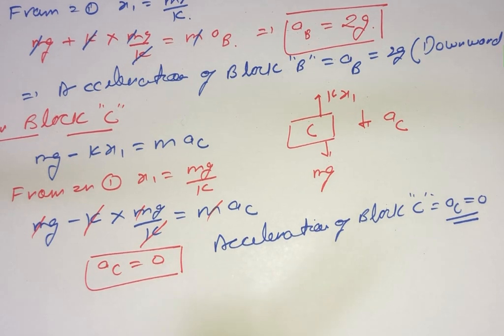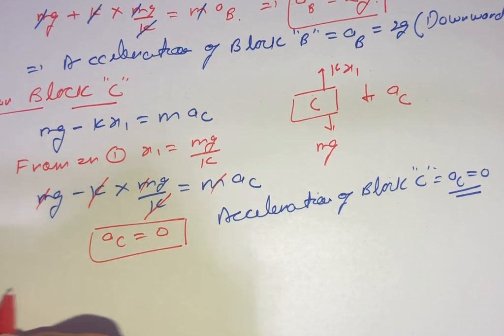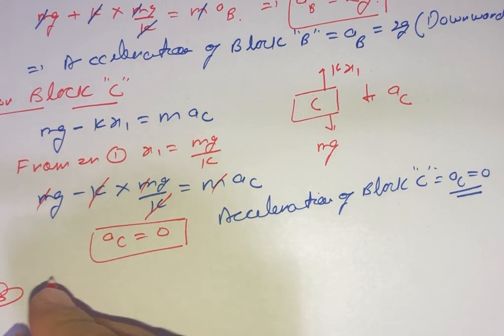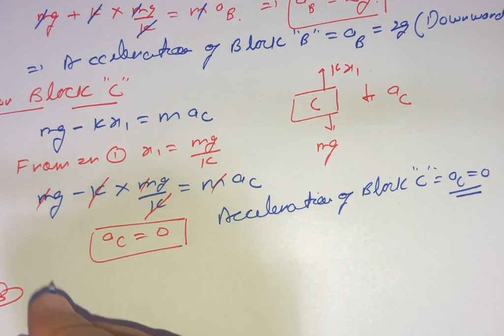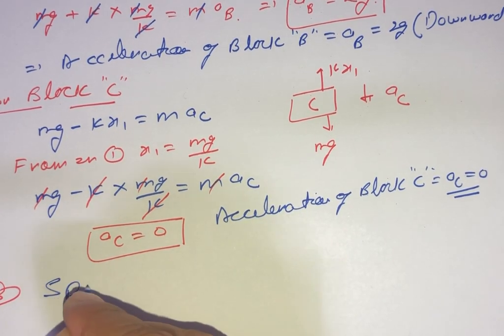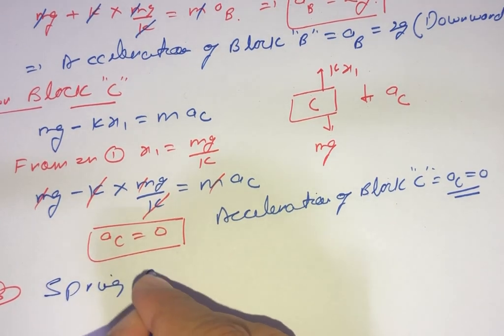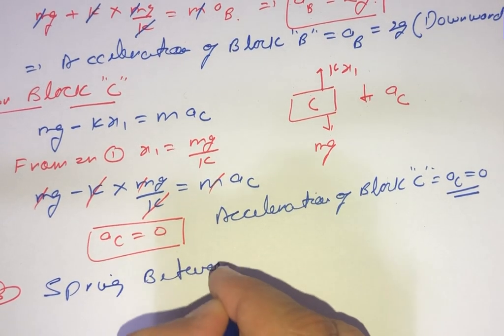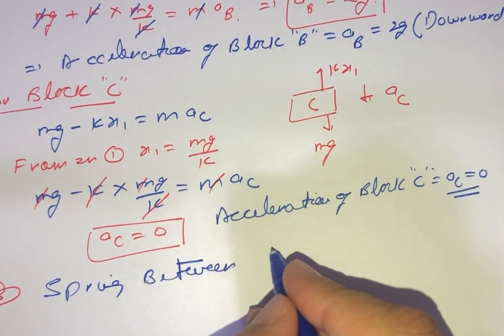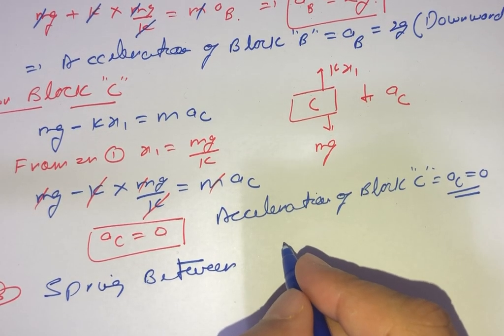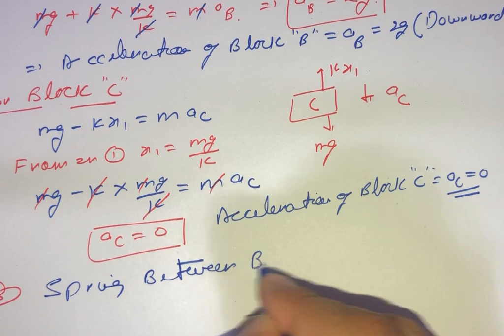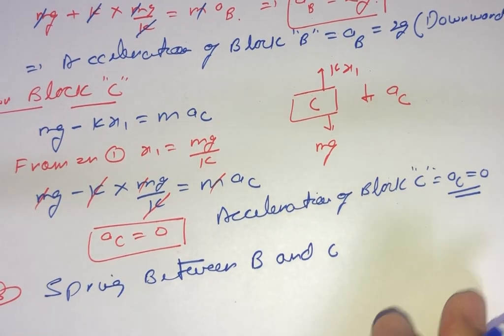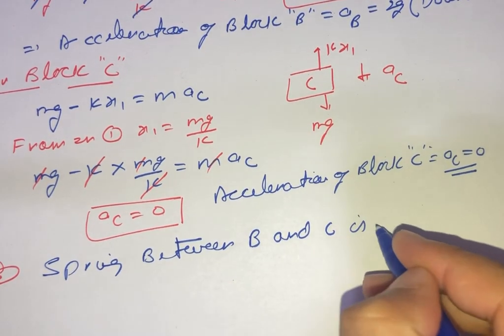And in the third part we are going to find out what happens when the spring between B and C is cut. The spring between B and C is cut. So we have the third part, spring between B and C is cut.